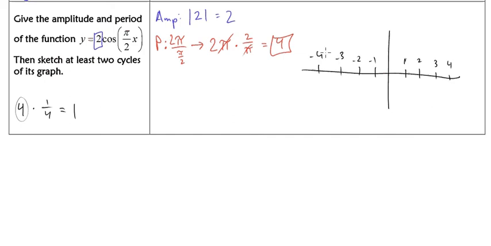All right. What is our maximum and minimum going to be? Well, our amplitude's 2, so 2, and -2. All right, now we can go ahead and sketch our graph.